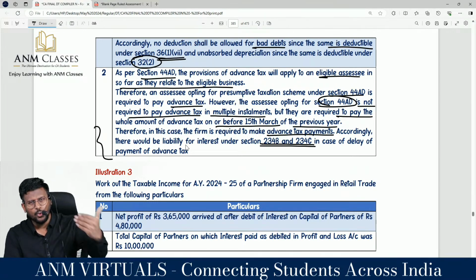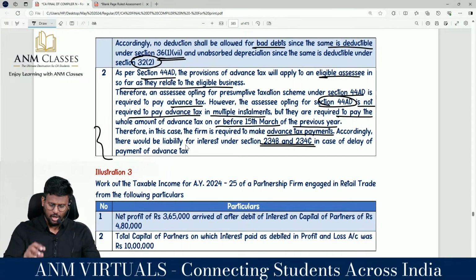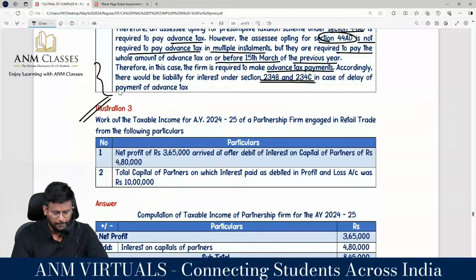And when they are calculating the presumptive income, deductions under sections 30 to 38 are not allowed. 40B is also not allowed. They are supposed to pay advance tax, not in 4 installments, but in one go, my dear lovable students. I am moving into illustration number 3.